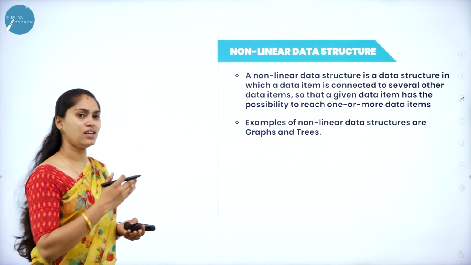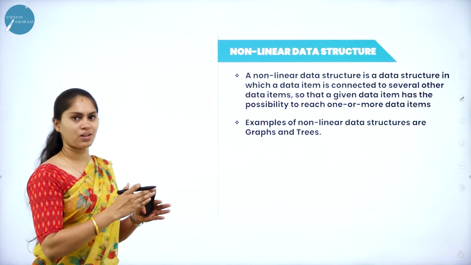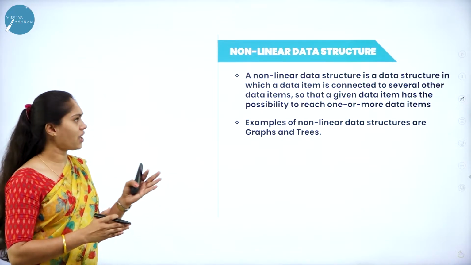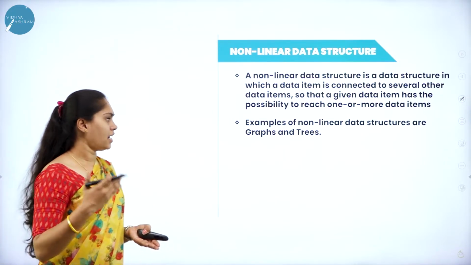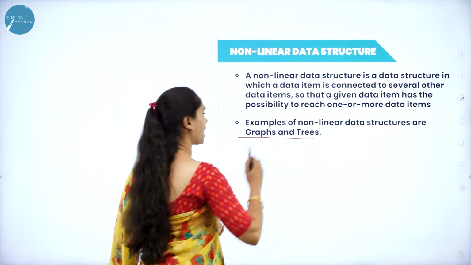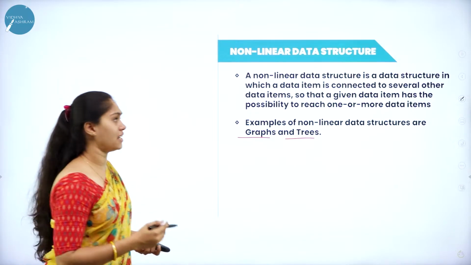So next we have a non-linear data structure. Till now we have covered linear data structures. Now we have a non-linear data structure. When it comes to the non-linear data structure, it is only of two things, that is related to graphs and trees. What is a non-linear data structure here?